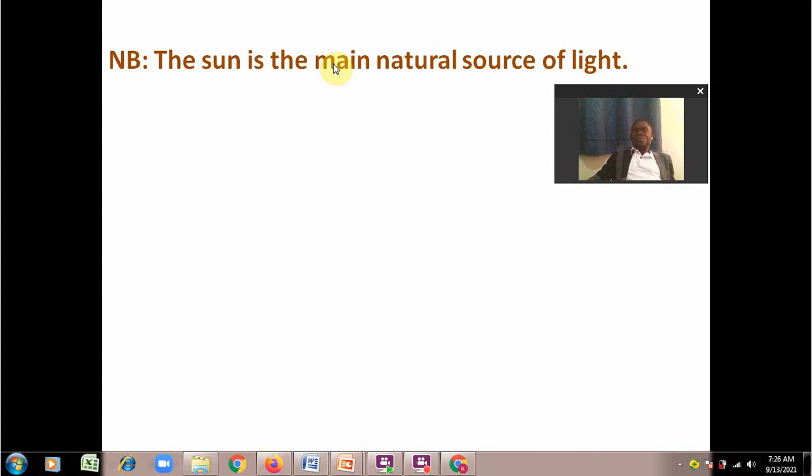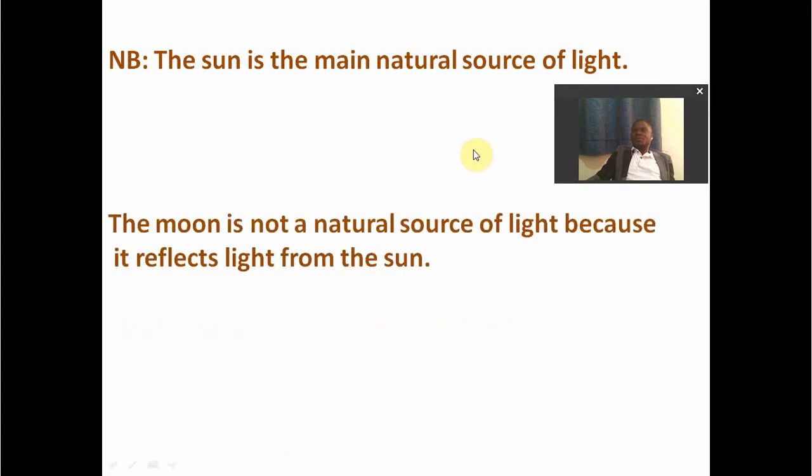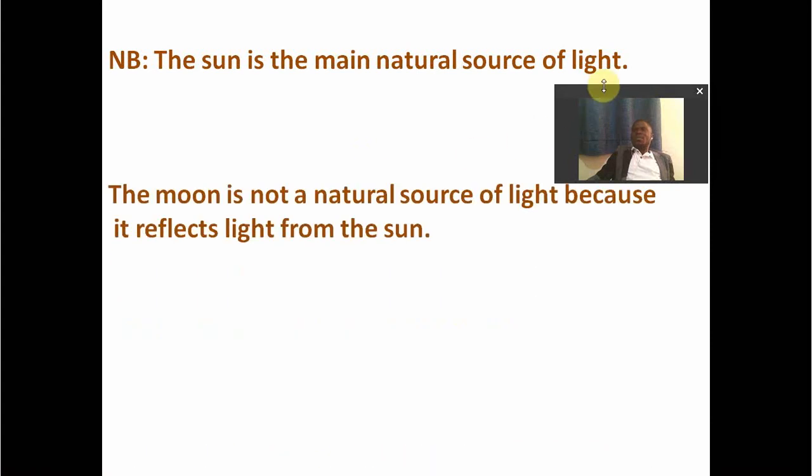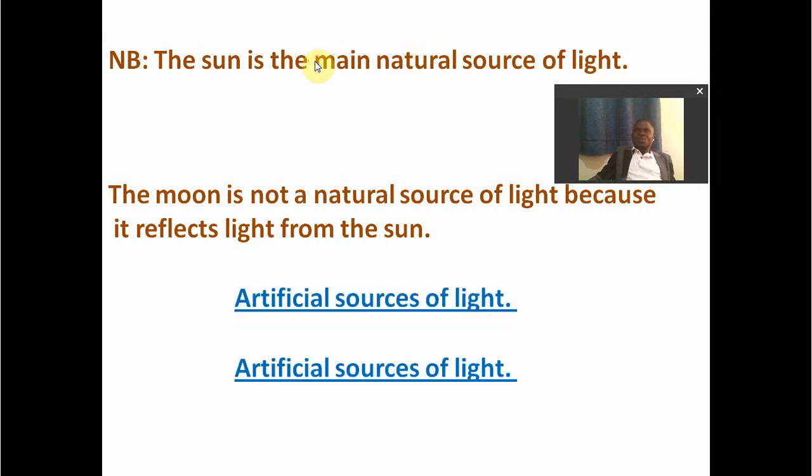Then what about the moon? Let's see. We are saying that the moon is not a natural source of light because it reflects light from the sun. Altogether, the moon is not a natural source of what? Light. Because it just reflects light from the sun.